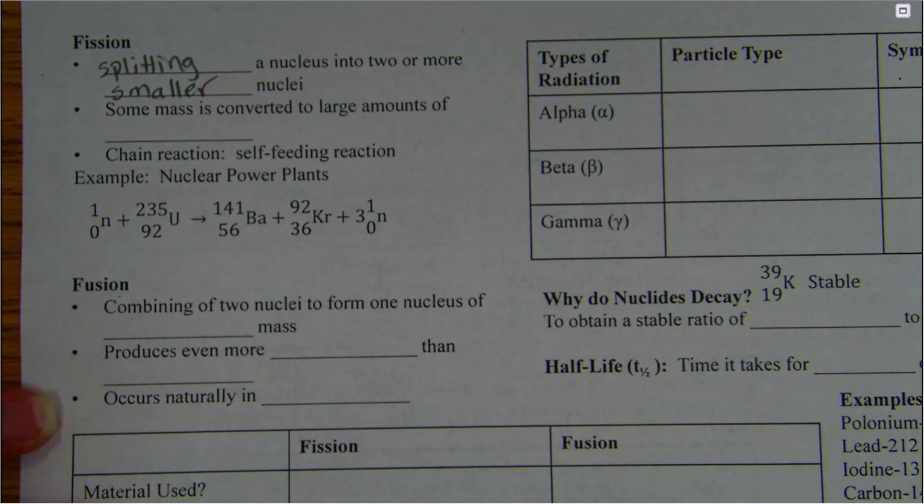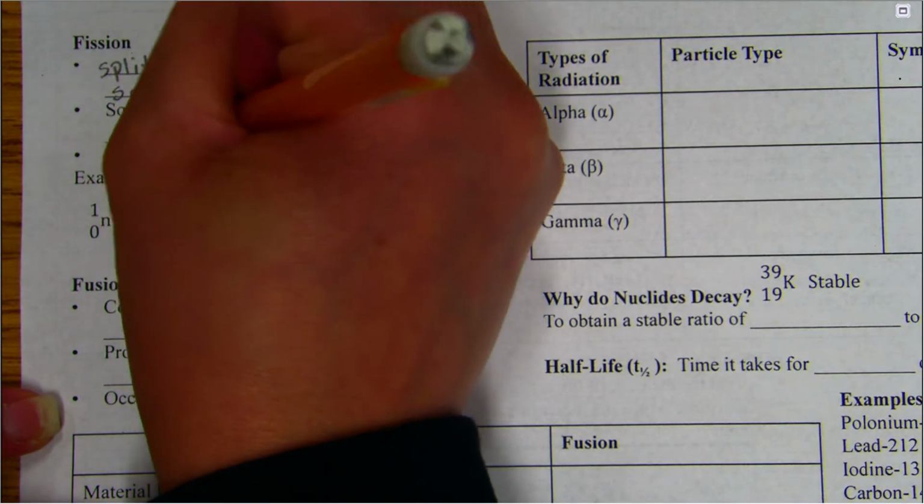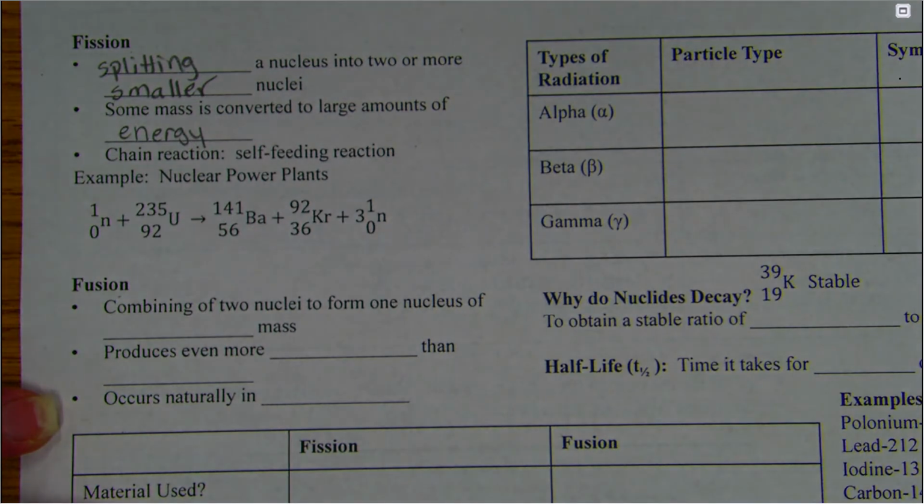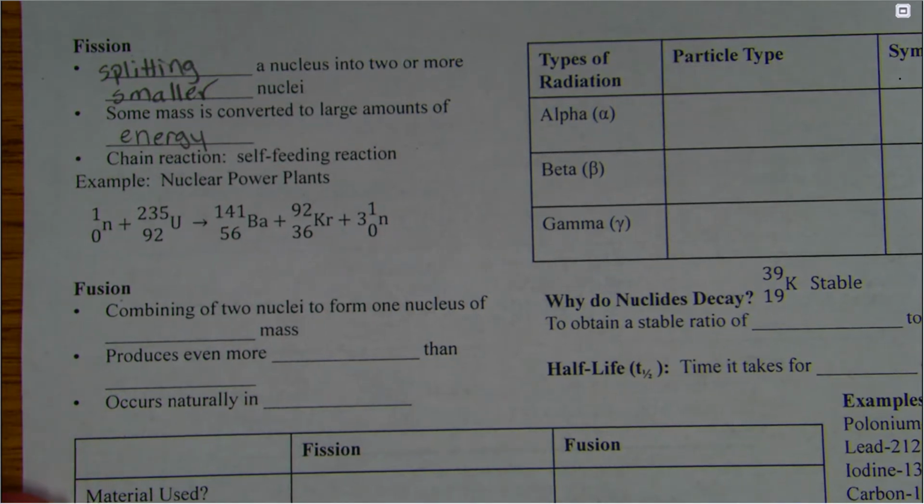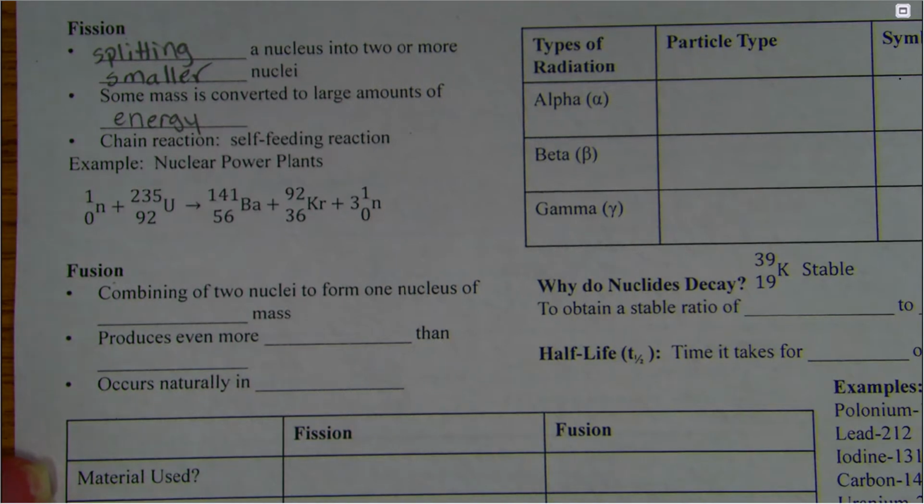Some of this mass is going to be converted into energy. Law of conservation of mass: mass is not created or destroyed. It simply rearranges. All right, so there is some mass which gets converted into energy. Now, fission is how nuclear power plants work. So we're able to use nuclear power plants in order to provide energy in the form of electricity.